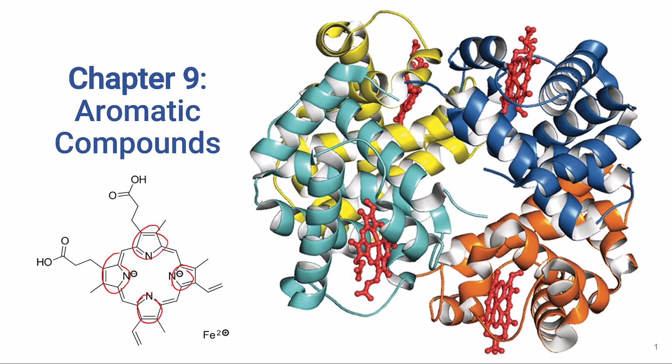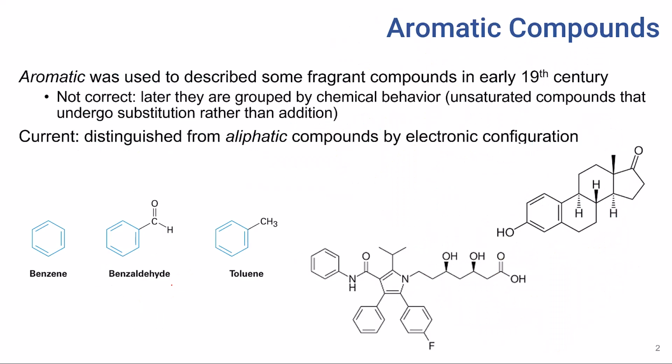The term aromatic was used to describe some fragrant compounds, and they found this later to not be correct, and now it's used as a term to group together molecules that have similar chemical behaviors. We distinguish these from the alkane compounds or aliphatic compounds by their electron configurations. So benzene is our typical aromatic compound.